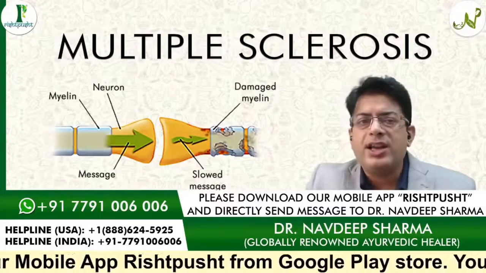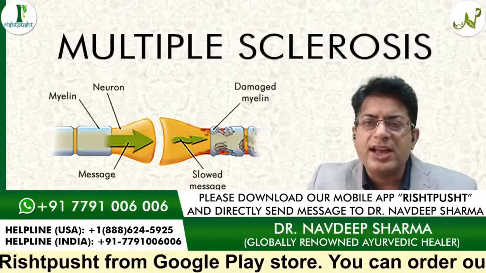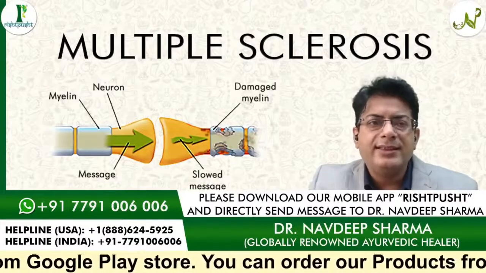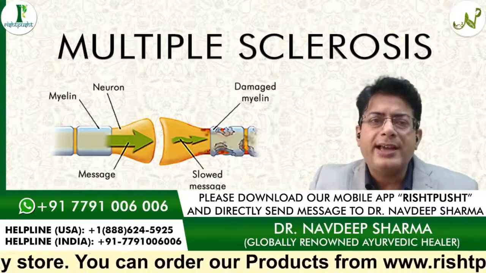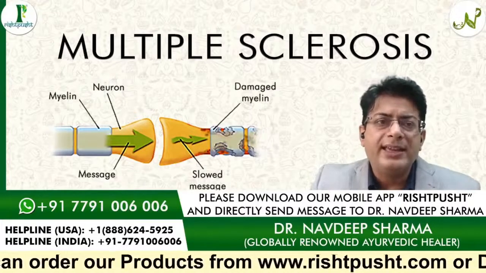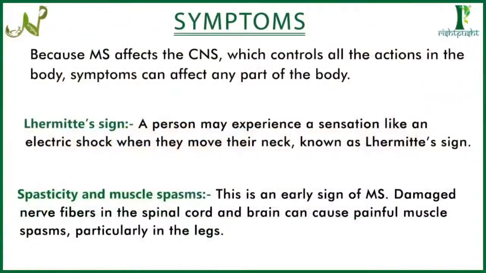When the nerve fibers are damaged, the signals are not properly conveyed, and that leads to a number of agonizing symptoms. I'll be taking some symptoms of multiple sclerosis. Since it affects the central nervous system which controls all the actions in the body, symptoms can affect any part of the body. Lhermitte's sign is a very common sign in a patient suffering from multiple sclerosis, in which a person may experience a sensation like an electric shock when they move their neck.